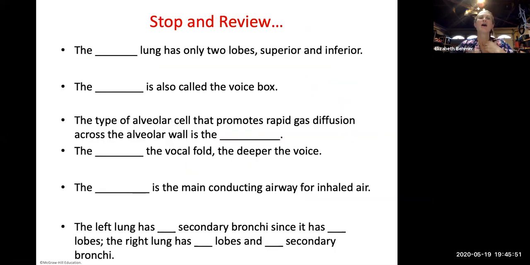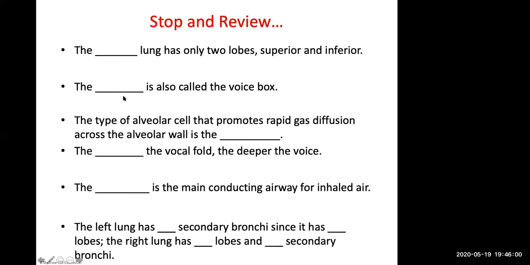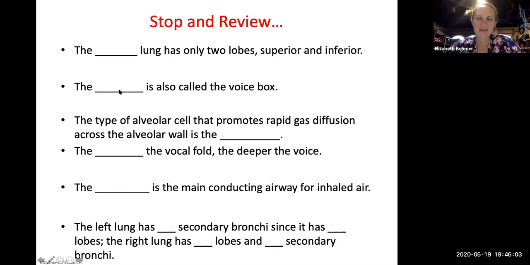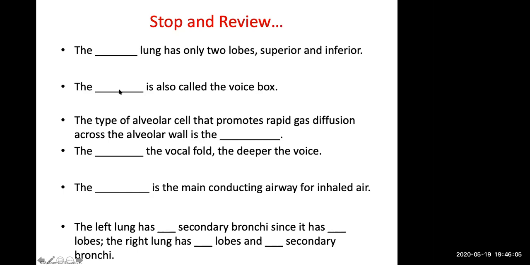Okay, which lung has only two lobes, superior and inferior? Left. The what is also called the voice box? Right.